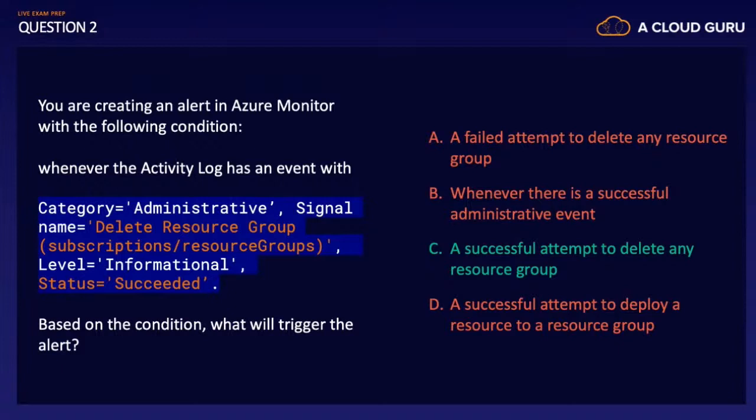Now, the key piece of information that we care about is deleting resource group being the signal and status as succeeded. So we need to know, essentially, were we able to successfully delete the resource group? The other info is good to know, but not ultimately relevant to the question. So with that in mind, our correct answer is a successful attempt to delete any resource group, which looks like both Twitch and YouTube got correct. So awesome job, everyone. Hooray!